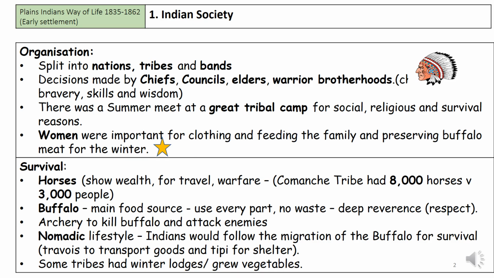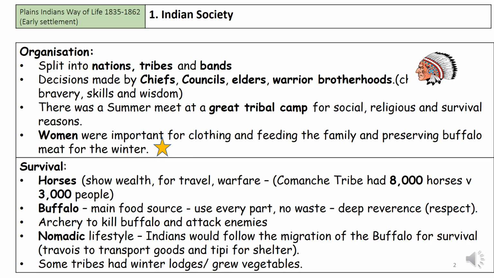We also have the buffalo being extremely important. They are the main food source. Sometimes these are called bison. It is the same thing. Okay, buffalo and bison are the same creature, but they provide the main source of food, the main source of meat for the tribe. So they are revered.